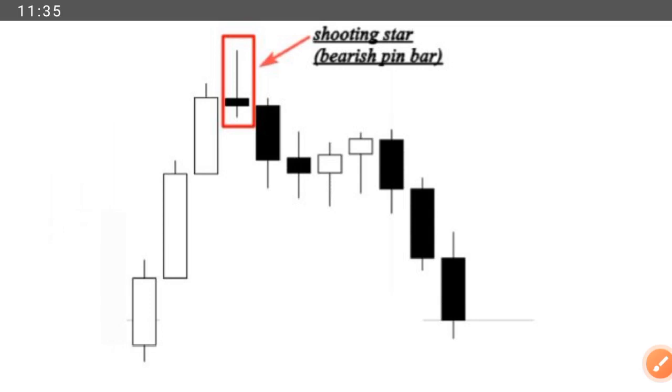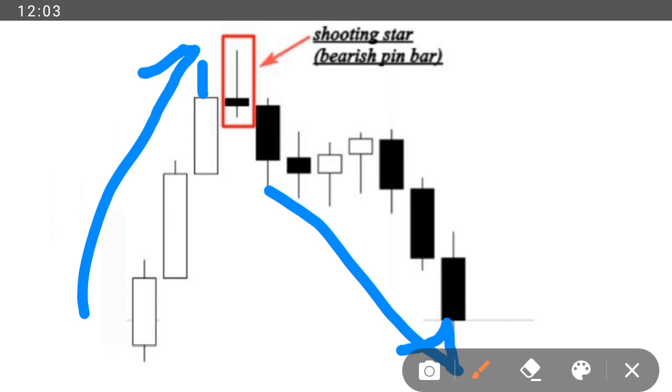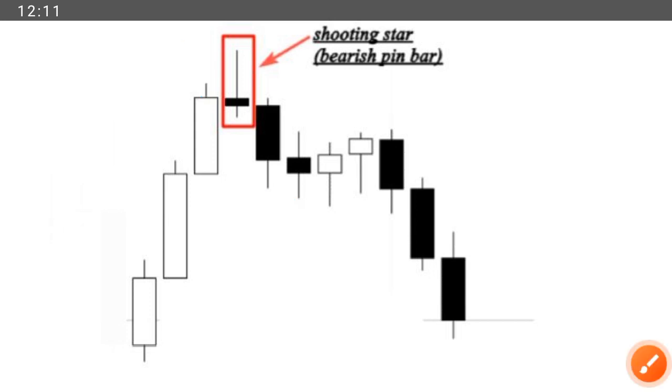Look at this chart. You can see price was going up. It was going up. And suddenly, a shooting star was formed in a resistance level, a major resistance. Then what happened after that? Price went down. So that's the shooting star.